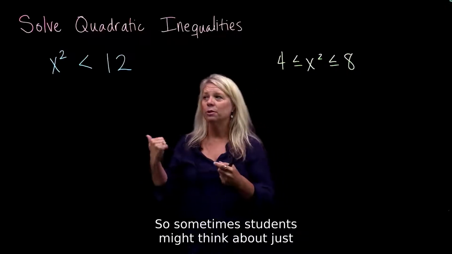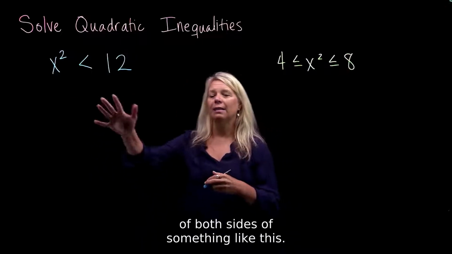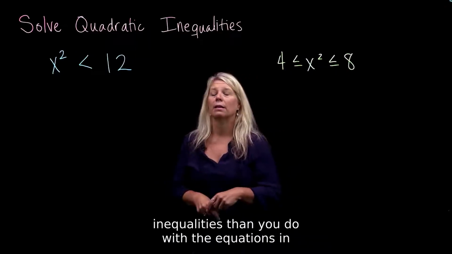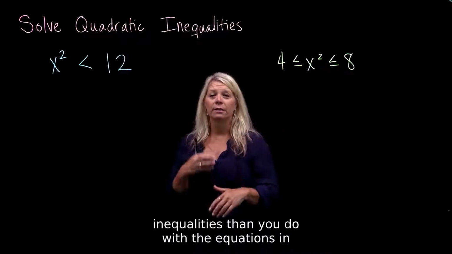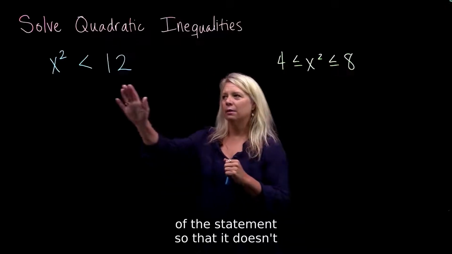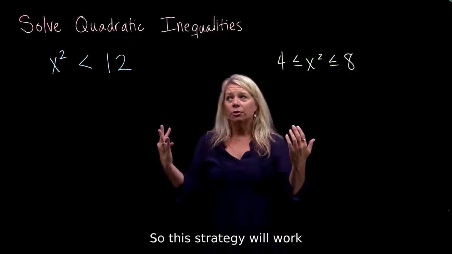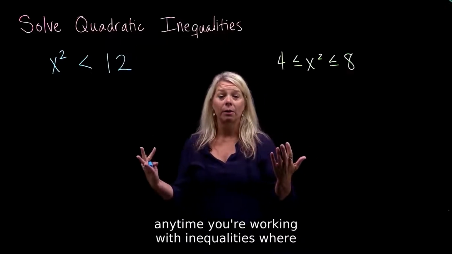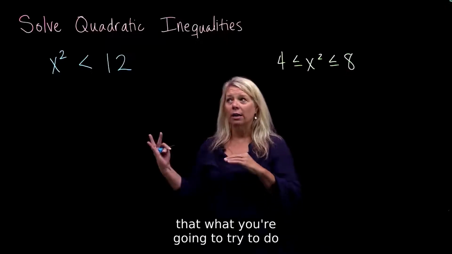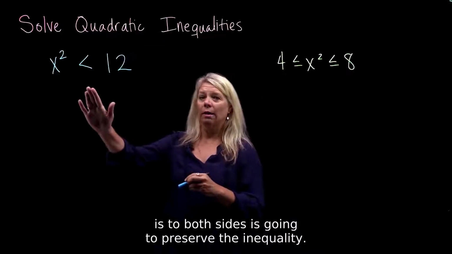So sometimes students might think about just taking the square root of both sides of something like this. But unfortunately, that doesn't work. You have to be more careful with inequalities than you do with equations in terms of making sure that you don't violate the truth of the statement, so that it doesn't change the direction of the inequality. So this strategy will work anytime you're working with inequalities where you're not really sure that what you're going to try to do to both sides is going to preserve the inequality.